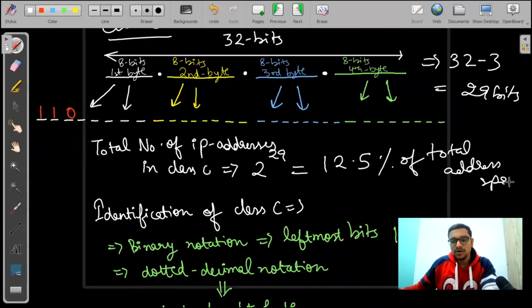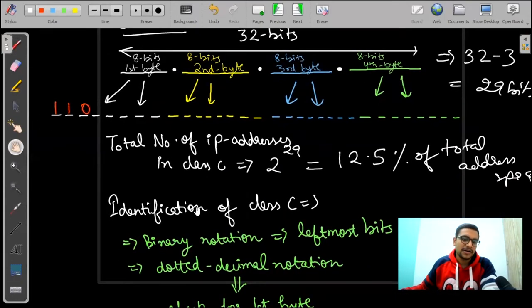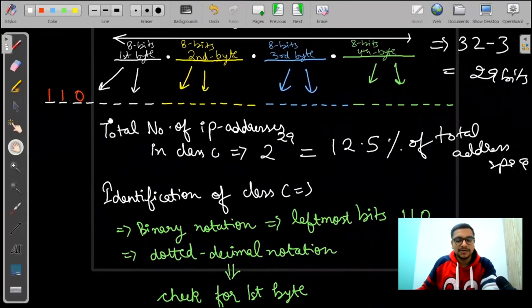Okay, now moving on, how do we identify whether an IP address belongs to class C or not? For identification, we have two notations. We are going to discuss two notations. The binary notation is very simple. I hope that it's clear and it's pretty much self-explanatory.